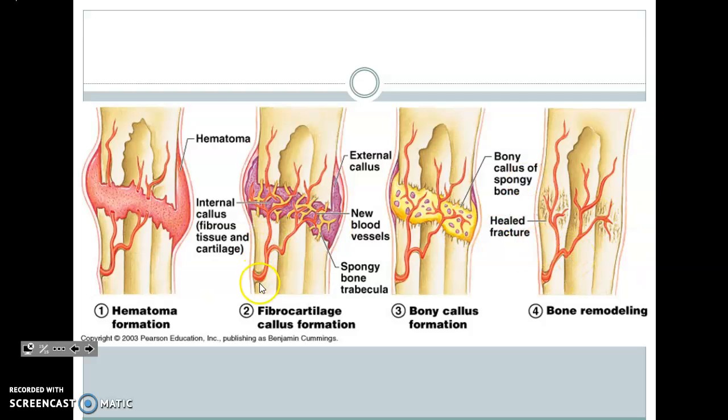So this is part 2 of chapter 7, first part of skeletal system. Make sure you're going through and reviewing this information every day.